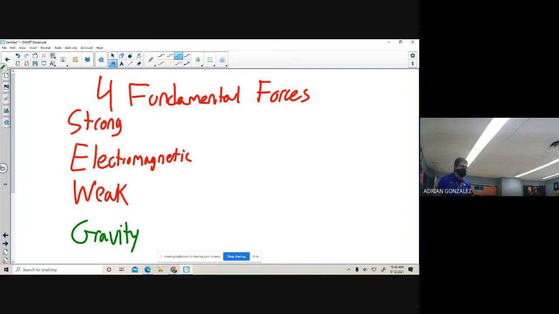Now, what physicists discovered is that these forces actually have tiny little particles which carry them through space. Matter exchanges these particles, and that's what allows the forces to exist. So we call them force-carrying particles.